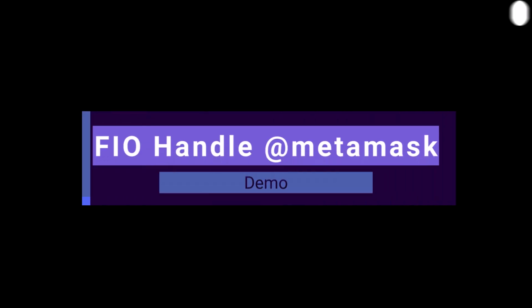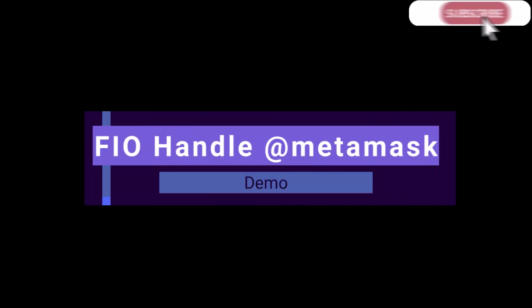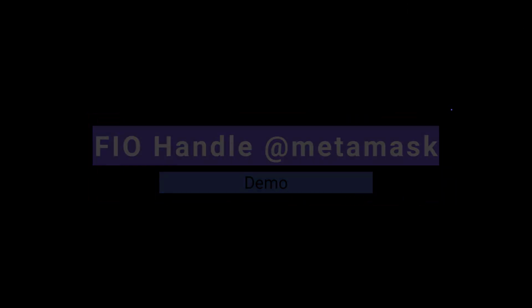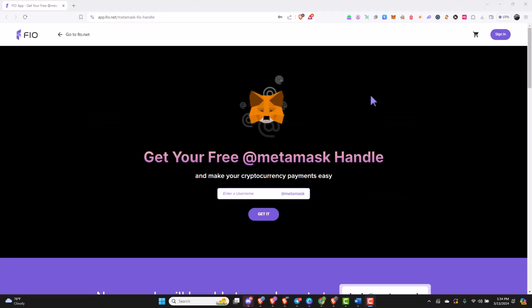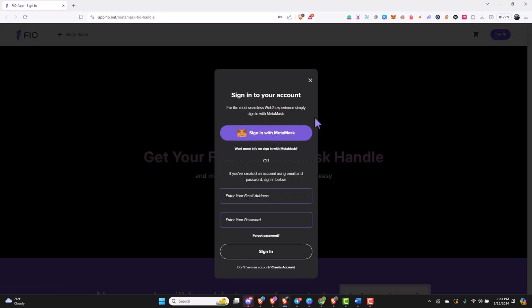Welcome to this short video on how to create your very own FIO handle on the MetaMask domain in just a few simple steps. So the first thing you have to do is, I have MetaMask already installed as an extension. If you don't, you can go ahead and do that. I'm going to first sign in here and actually create a FIO account by signing in with my MetaMask account.